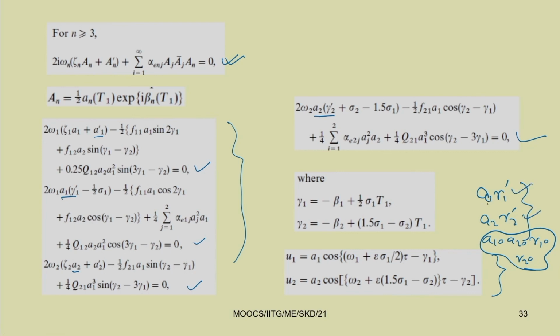Due to the presence of this coupled term a10 and a20, if you perturb this, the first term will be delta a1 into gamma1 dash, and the second term will be a10 into gamma10 plus delta gamma1 dash. For the trivial state, as this is multiplied with this one, this term will be 0, as these terms will no longer be there.